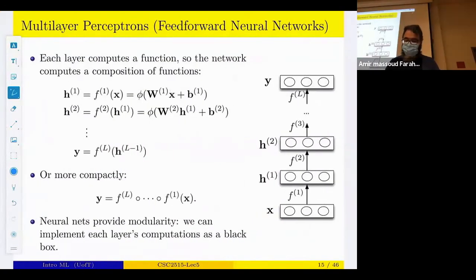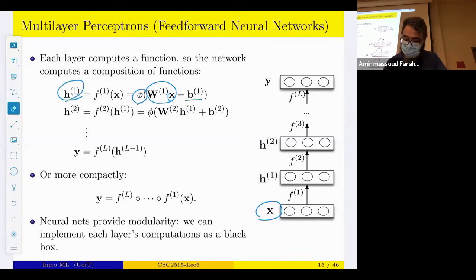Okay, so let's go back to the feedforward neural network. Now we know some activation functions, and we basically know how each layer is working. Starting from the input x, the first layer computes its output: we multiply W1 by x, add some bias, and then pass it through some activation function in order to get H1.